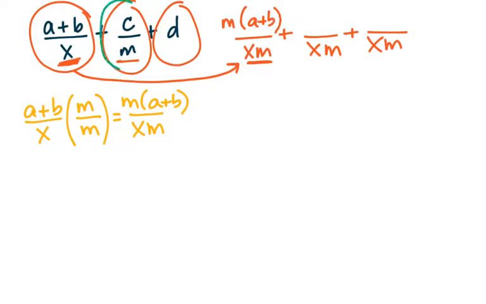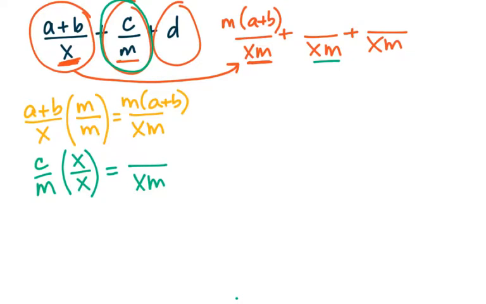When I take the second term, I had c over m. Now I need to figure out what do I multiply top and bottom to get x times m here. So to get x times m here, I had to multiply x over x to create that. So the denominator makes xm, and then the numerator makes cx, which I will fill in here in red. And then the last one, I'll circle in blue, was just d, just all by itself.